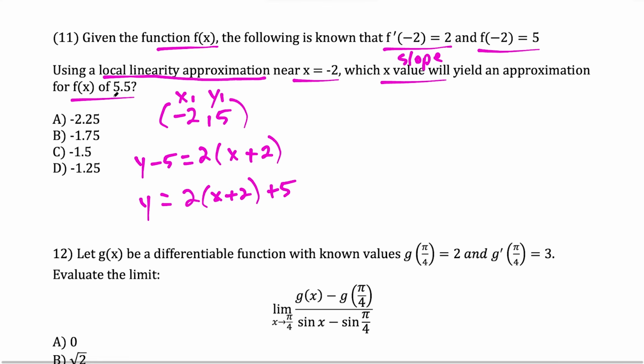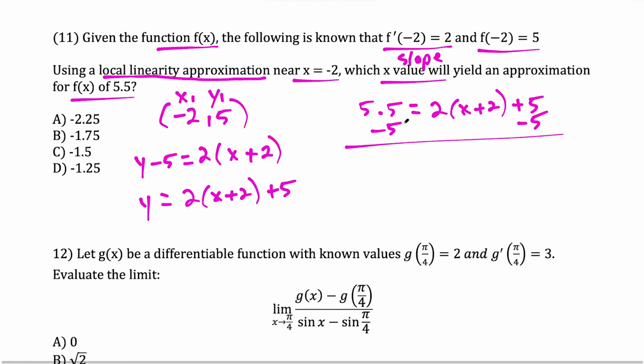So we want to know, when will we get an approximation for f of x of 5.5? For which corresponding value of x? So now we're going to set y equal to 5.5. So we'll have 5.5 is equal to, and we have 2 times x plus 2, and then plus 5. So now we could subtract 5 on both sides. And this is going to give us, on the left side, 5.5 minus 5.0 is going to give us 0.5 equals, and now we have 2 times x plus 2.